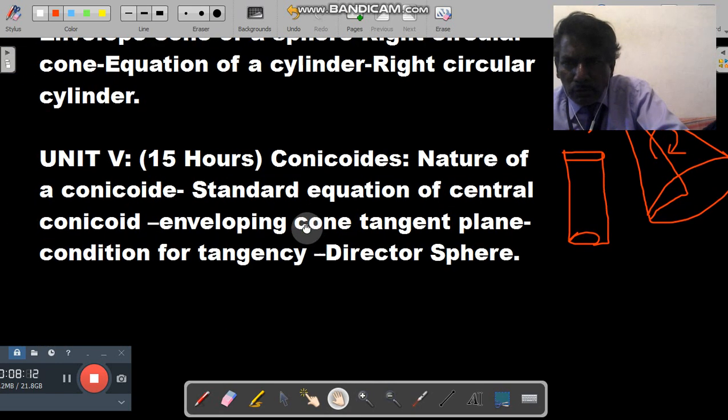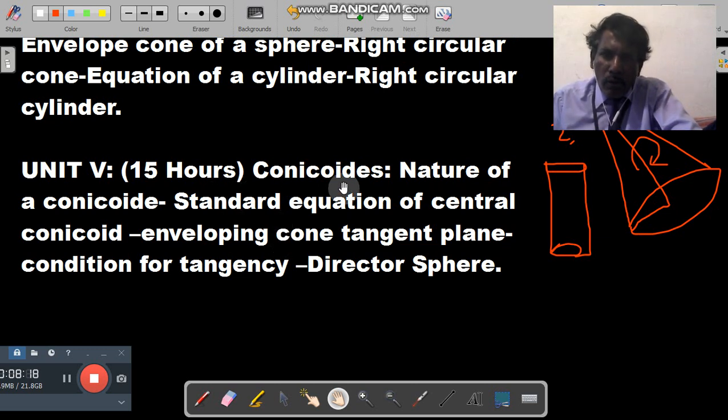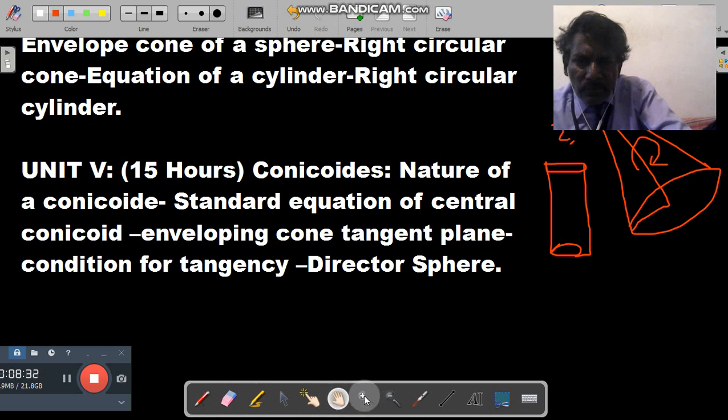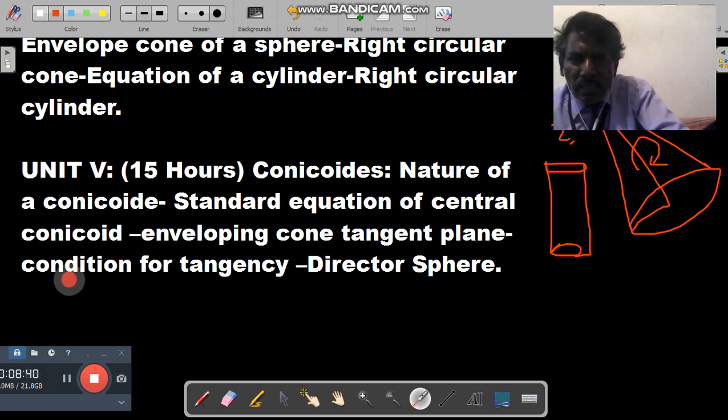Next is the last one, unit number 5. We talk about the conicoids. Conicoids means all the surfaces coming from a cone. So the nature of the conicoid we are going to study, standard equations, the standard equation of the central conicoid, and then the enveloping cone, tangent plane, condition for tangency, director sphere. These we are going to study in the 5th unit.